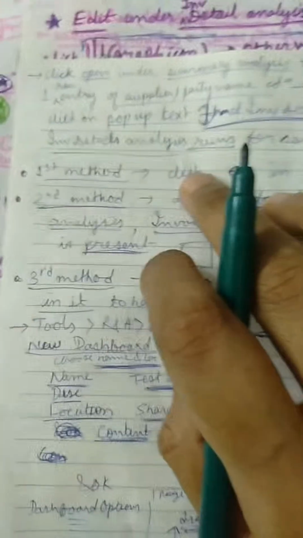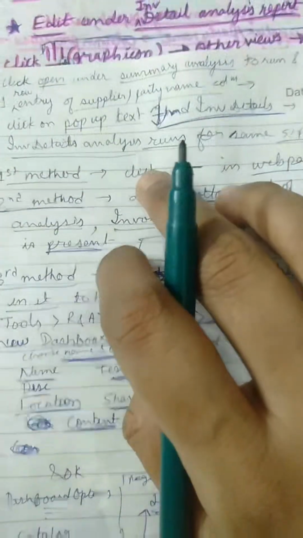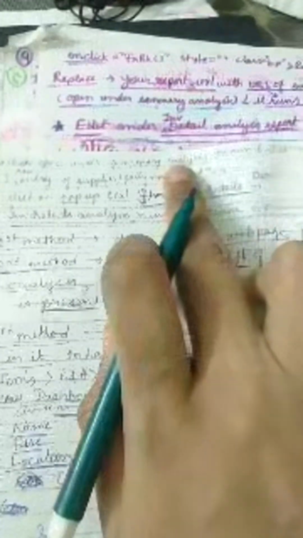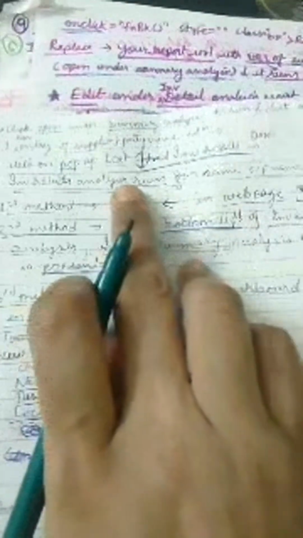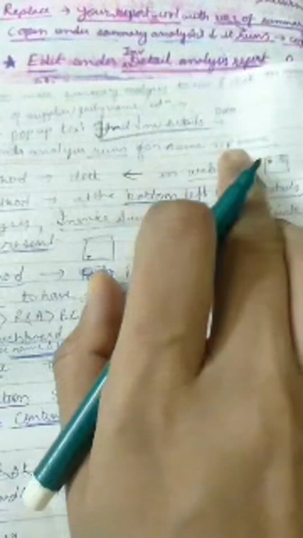First one is to click the back arrow. Whenever you have a URL, let's say you have a URL here. I have clicked on any one entry of the supplier or party name column in the summary analysis report, and a pop-up text comes, find invoice details. I'll click on one entry and the invoice detail analysis runs, for exactly the same supplier name or party name.